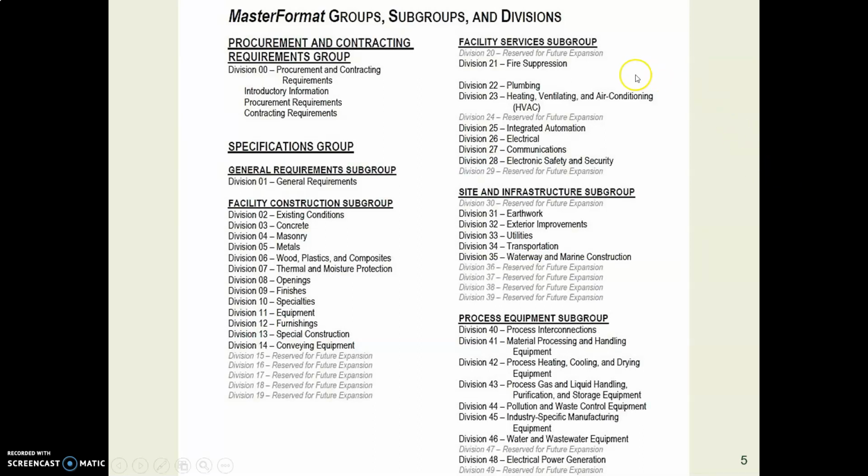Here is a view of the whole MasterFormat skeleton. You'll notice that some divisions are left blank. They are allowing room for more product categories to come in the future that they haven't thought of yet.